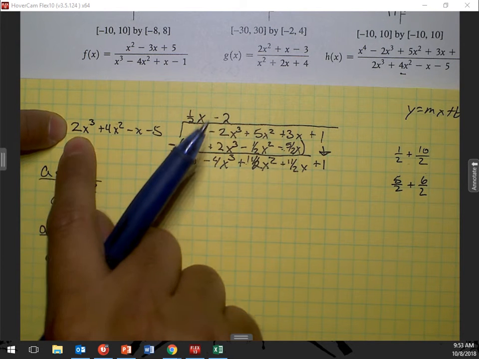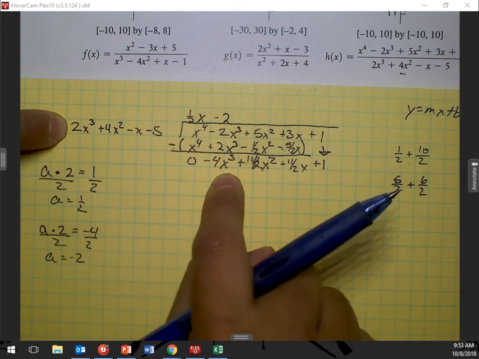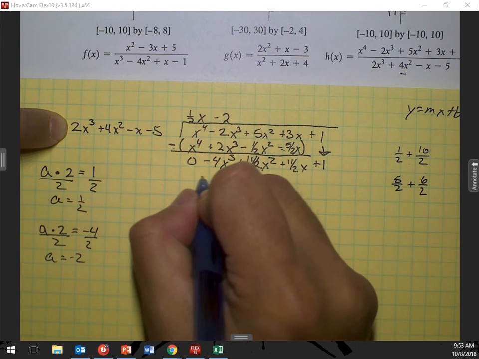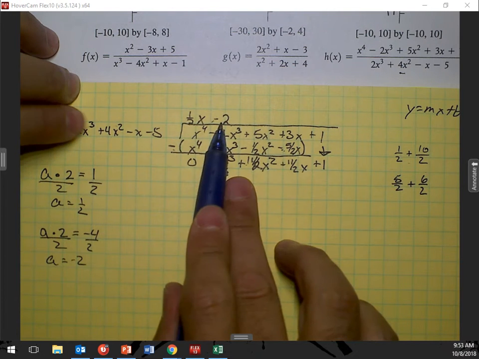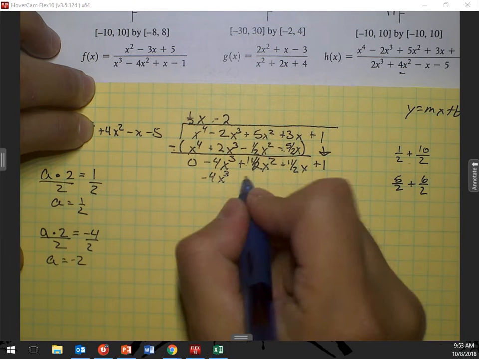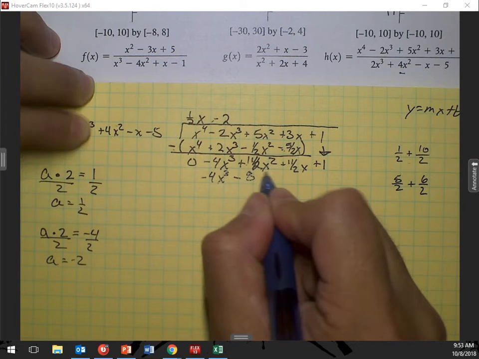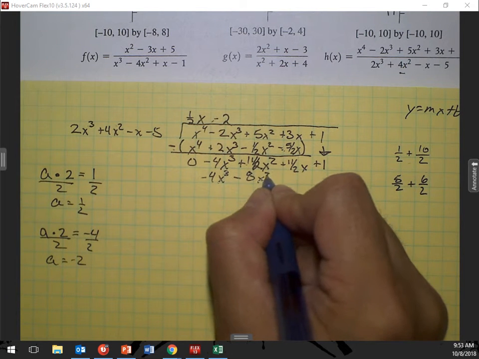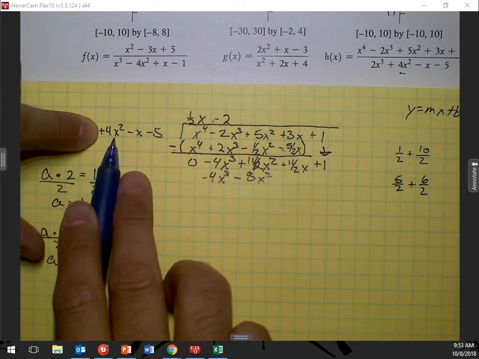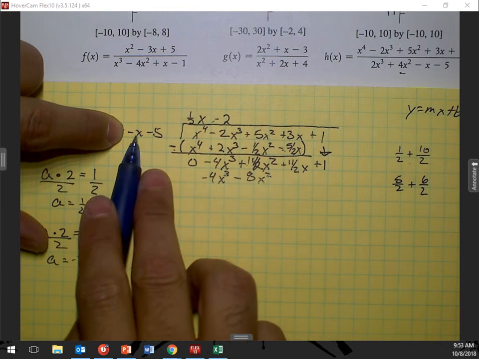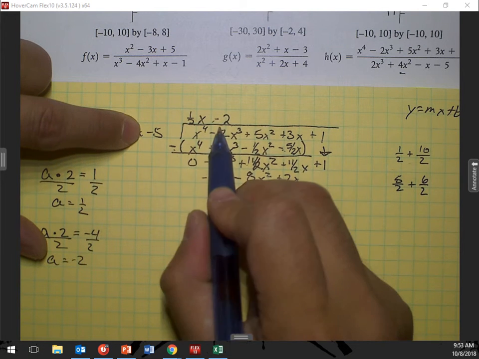So this is going to give me a negative 4x cubed. Now I'm going to line that up here, so it has to go on this. So negative 4x cubed. Now negative 2 times positive 4 is going to give me a negative 8x squared, right? Okay, so negative 8x squared, and this is going to be a positive 2x and plus 10.